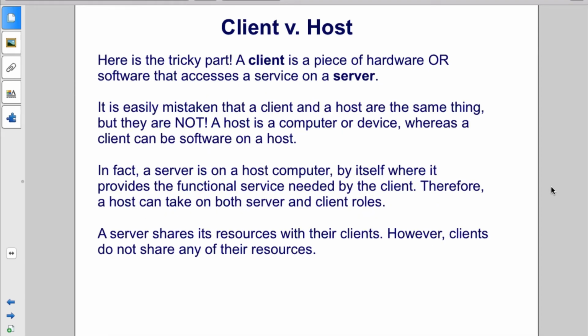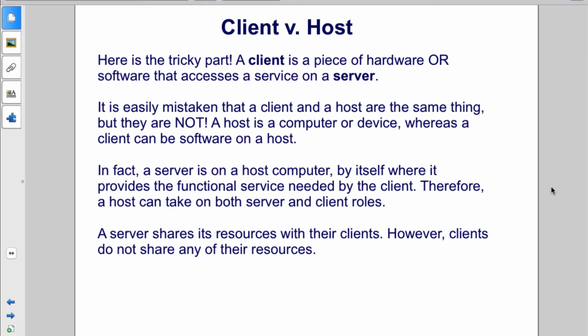Here's the tricky part. A client is a piece of hardware or software that accesses a service on a server. It is easily mistaken that a client and a host are the same thing, but they're not. A host is a computer or device, whereas a client can be software on a host. In fact, a server is on a host computer by itself, where it provides the functional service needed by the client. Therefore, a host can take on both server and client roles.